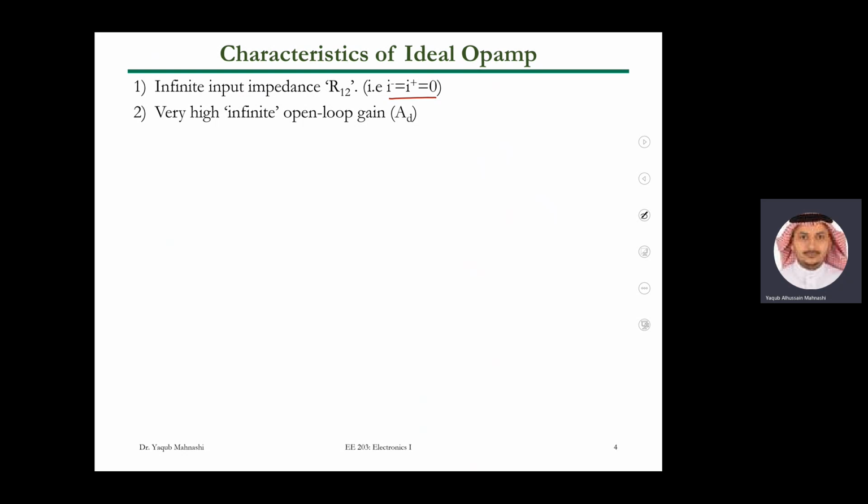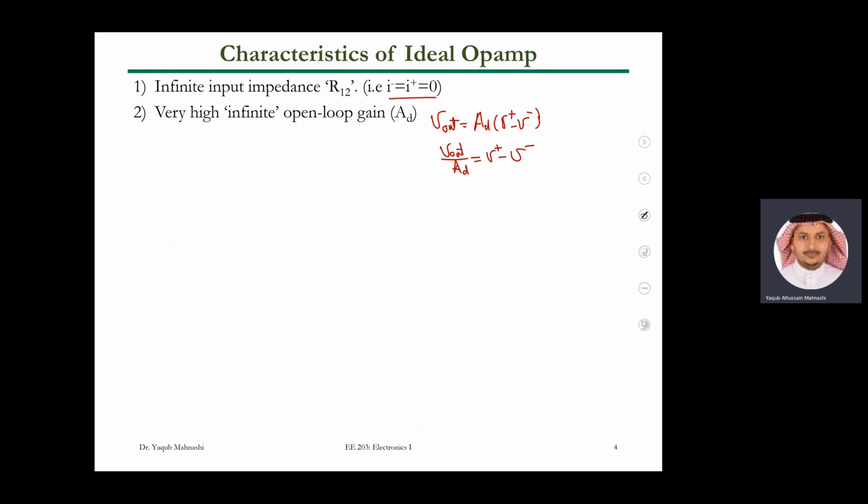But first we'll start with the ideal case. In the ideal case, AD is infinite. If your AD is infinite, let me put it here so it can also be recorded. If this is the case, we have V out equals AD times V positive minus V negative, right? Now, can I say V out over AD equals V positive minus V negative? Is that right?